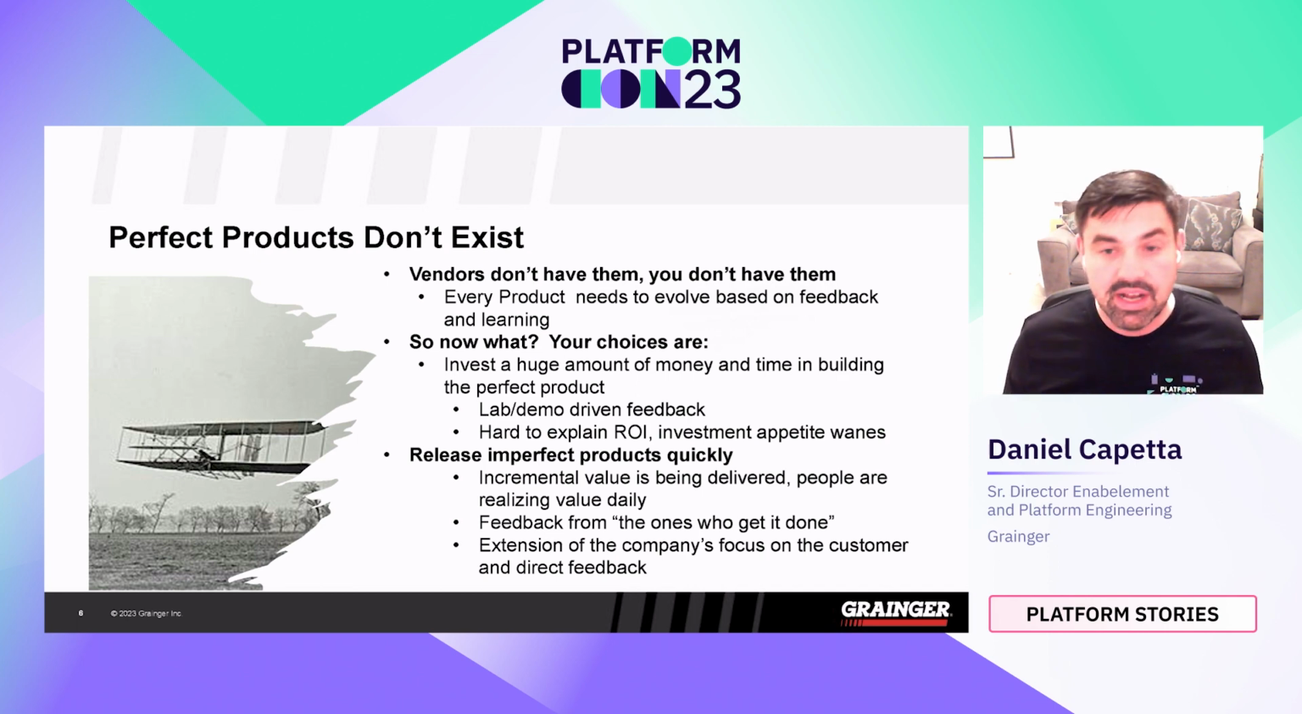The other option, the preferred option in my opinion, is to release imperfect products quickly. Get incremental value delivered to your engineers so that they understand how to use it and they're getting a little bit of value, hopefully daily, as you're releasing new capabilities to them. It allows you to get feedback from the ones who are getting it done, right? Really digging in with the people that are doing day-to-day software engineering activities and understanding what they need to do their job better. This fits in really nicely within Grainger's organization because we have a company mantra around supporting people that do their work, do the hard work of our organization, and getting direct feedback from them so that they can keep supporting our customers.